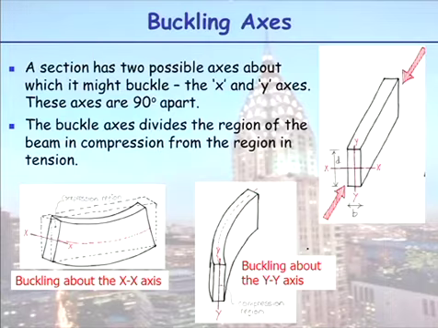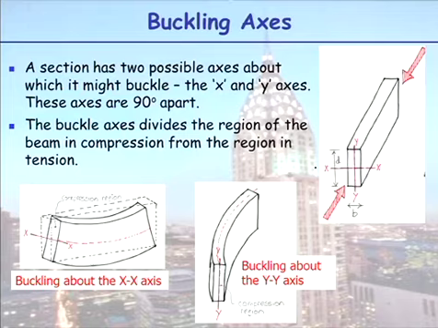So, before we get too much into buckling, we know things buckle about different axes. My ruler here, I can buckle it one way. If I turn it round and try to buckle it, it won't buckle about this axis. So a section has two possible axes about which it might buckle. In this case, let's stick to horizontal and vertical, the x-x axis and the y-y axis, and these axes are 90 degrees apart.